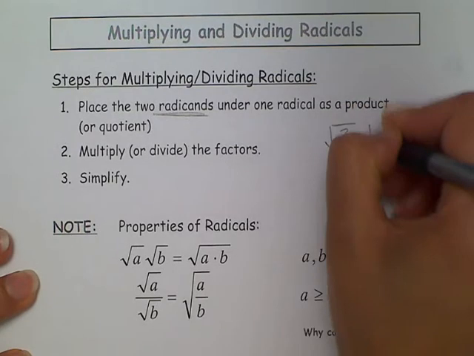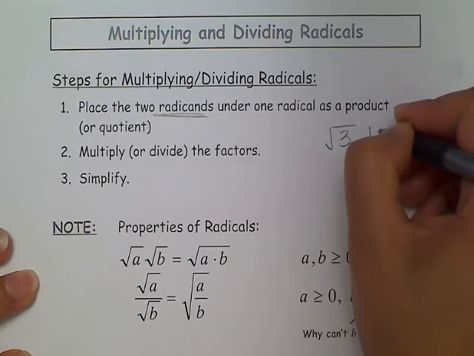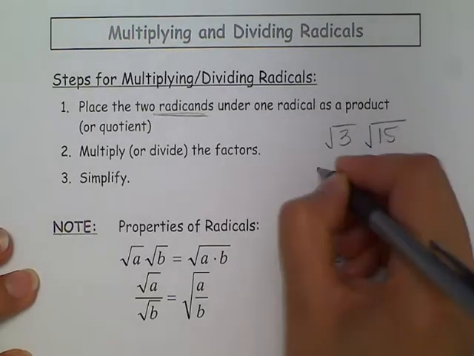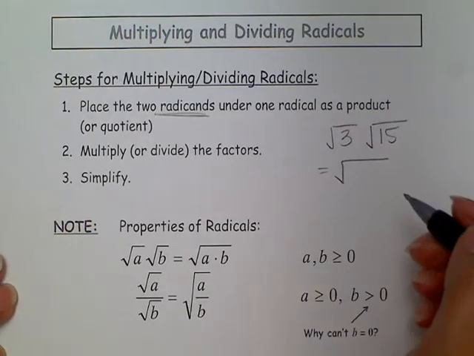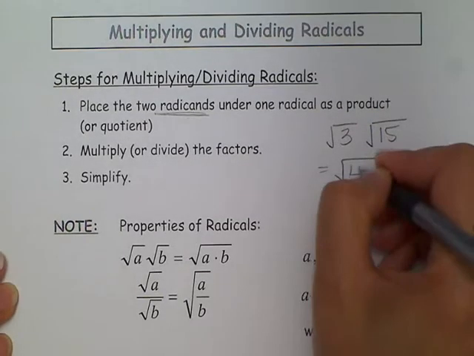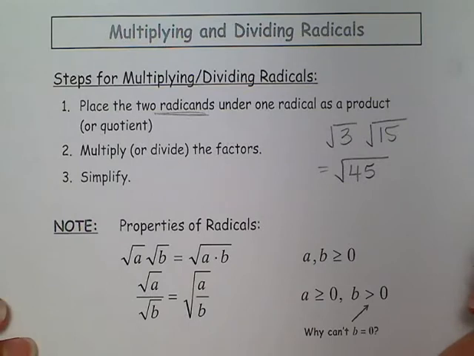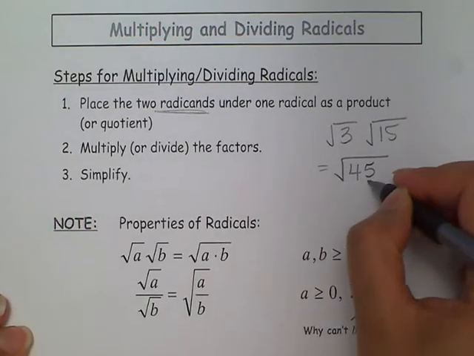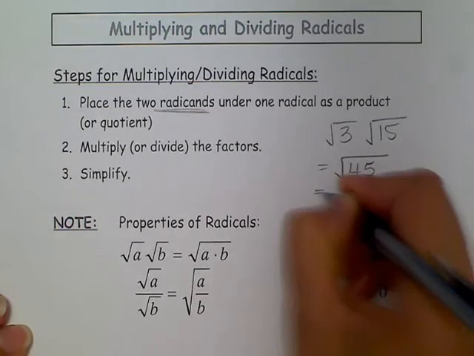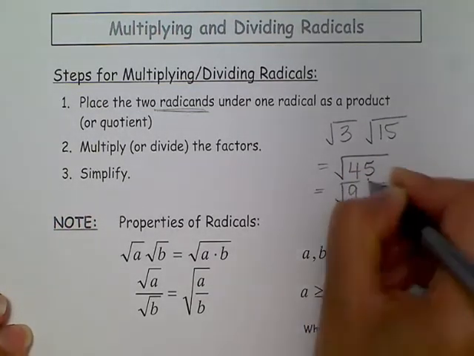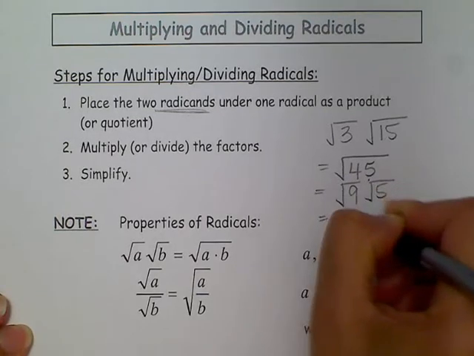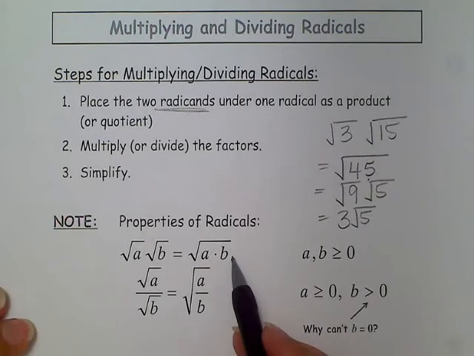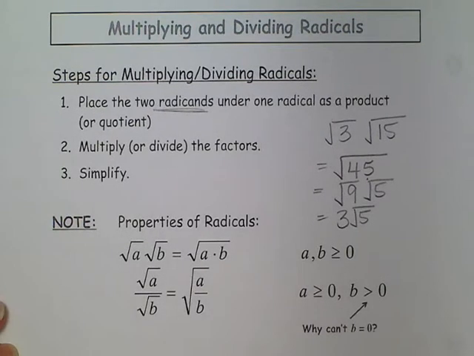So for example, if you had the square root of 3 times the square root of 15, then I would multiply these two by writing them both under one radical. And because your operation is multiplication, I would rewrite this as the square root of 45. Okay? And then your next step is to do what we did previously and try to simplify this as much as you possibly can. So the way I would simplify this is to rewrite this as the square root of 9 times the square root of 5 to get 3 root 5 as my final answer. Okay? Here are some properties of radicals.